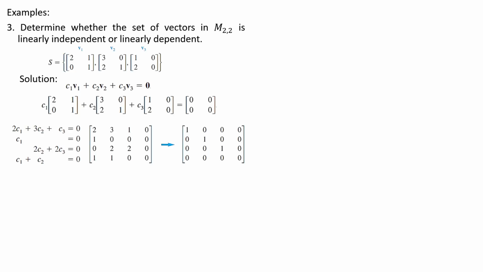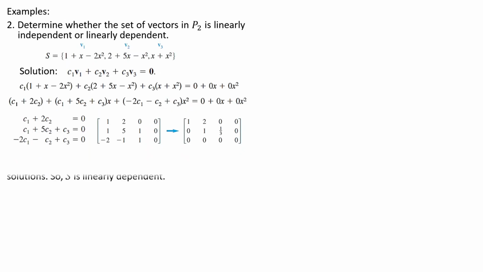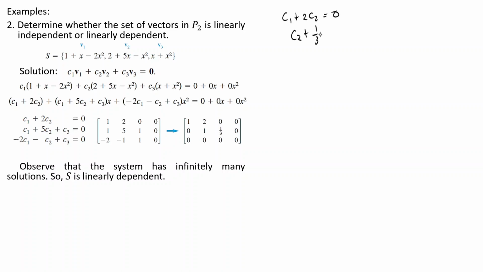So let us go back a bit. So this is the set S, and we have shown that the set S is linearly dependent, and we have this row echelon form of the augmented matrix of this system. Now from this matrix, we have C sub 1 plus 2 C sub 2 equals 0, and C sub 2 plus 1/3 C sub 3 equals 0. So again, we have infinitely many solutions.